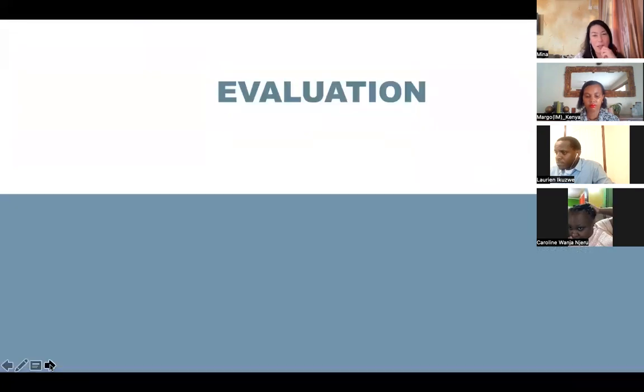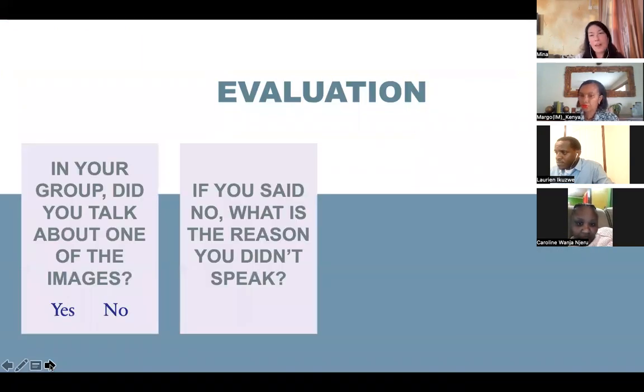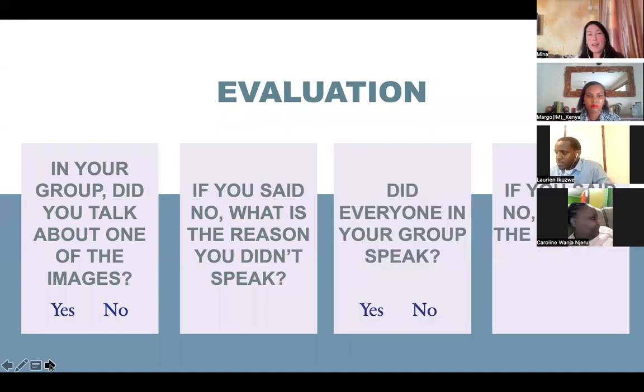All right, so the other thing I mentioned was evaluation. So the evaluation is very simple. In your group, did you talk about one of the images in your breakout room? And if you said no, what is the reason you didn't speak? So you don't have to actually answer these. This is something you could just think about the answer. And that would be a self-evaluation. And then for a peer evaluation, I could ask, did everyone in your group speak? And if you said no, what is the reason? Maybe someone tried to speak, but they had issues, or maybe they got kicked out of their breakout room. Again, you don't actually have to answer. You can just think about the answers.